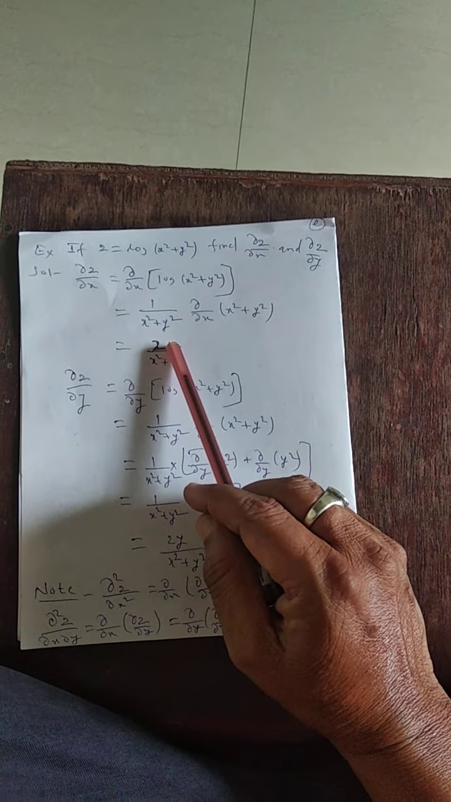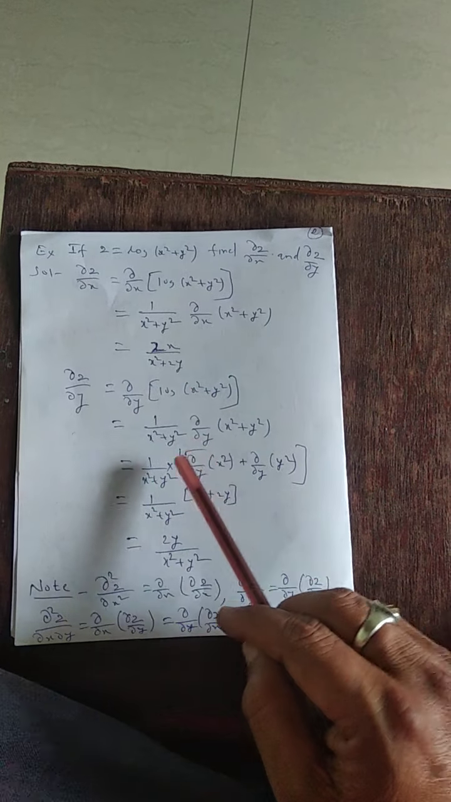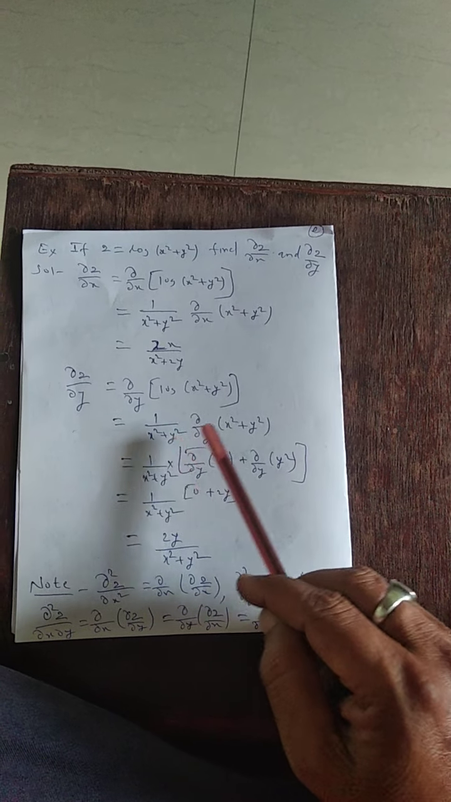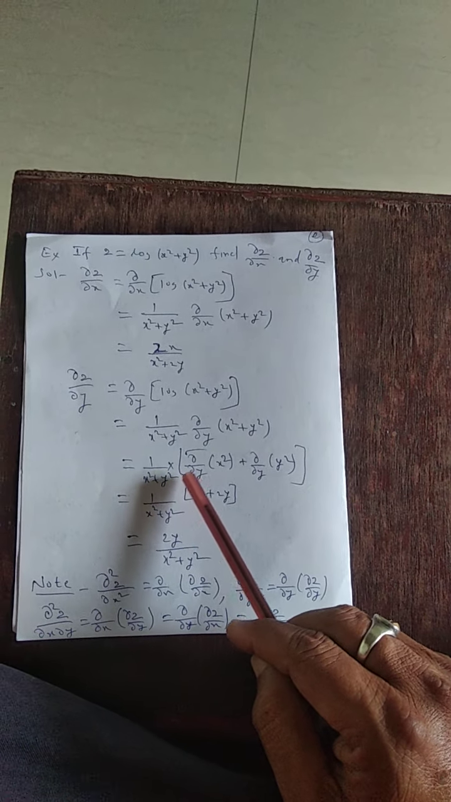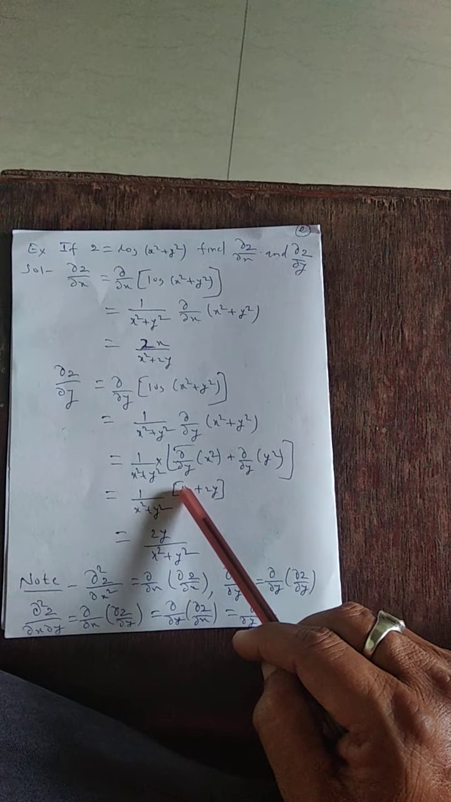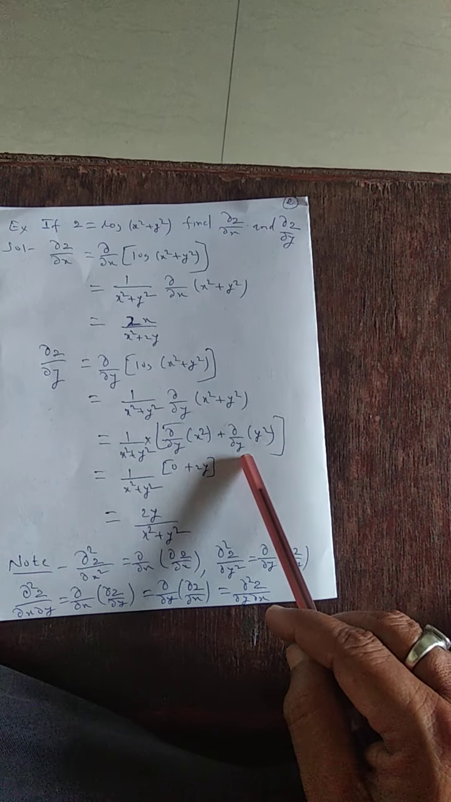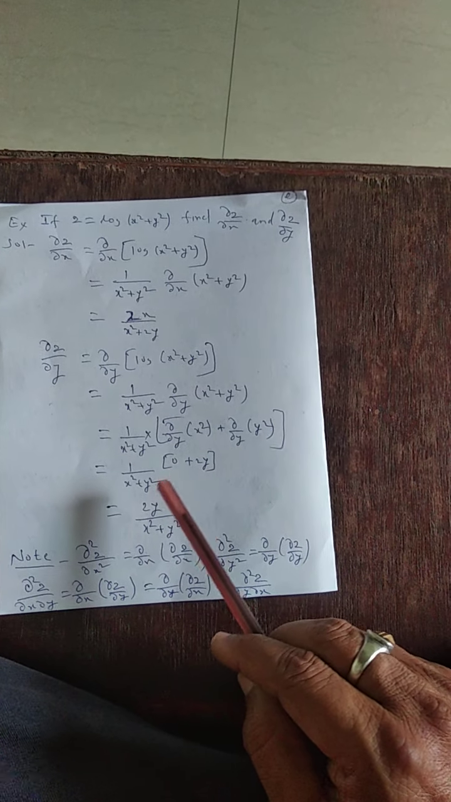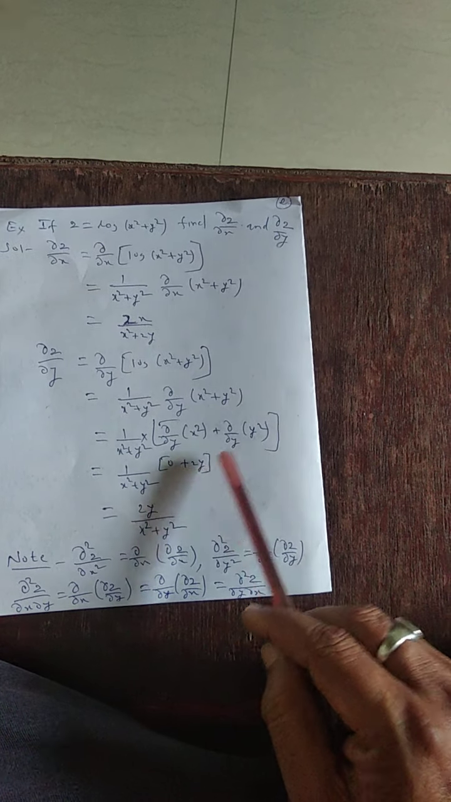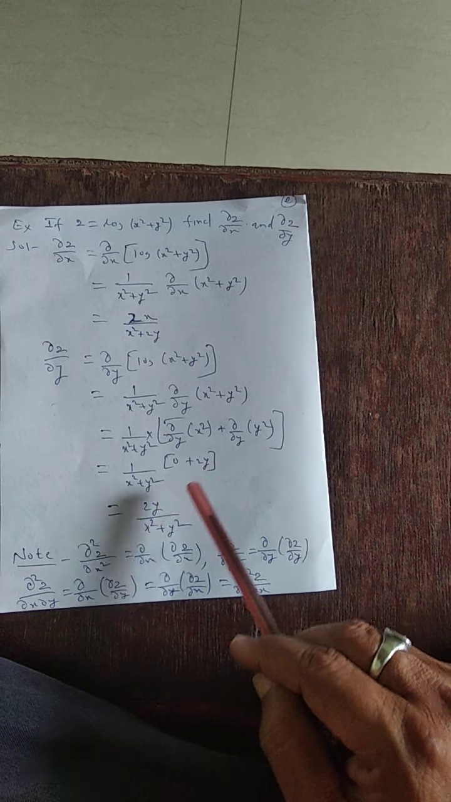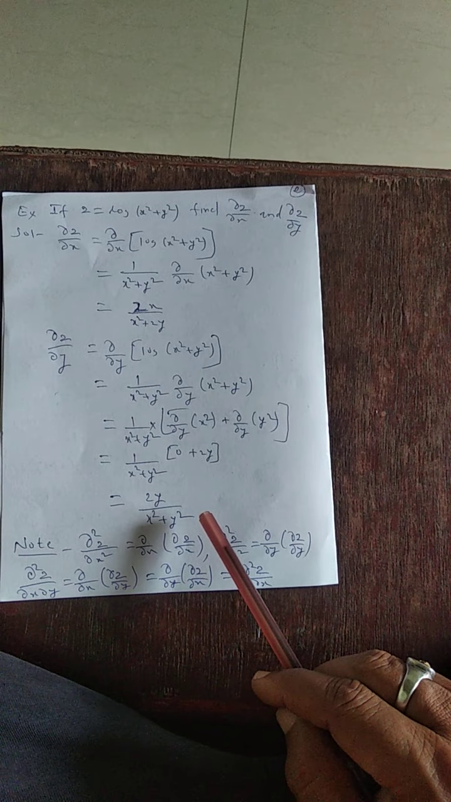So 2x only in the numerator. Now ∂z/∂y, again ∂/∂y of this. So 1 upon x² + y², ∂/∂y of x² + y², that is 1 upon x² + y² times [∂/∂y of x² plus ∂/∂y of y²]. Here ∂/∂y of x² is 0 and ∂/∂y of y² is 2y. So the answer is 2y upon x² + y².